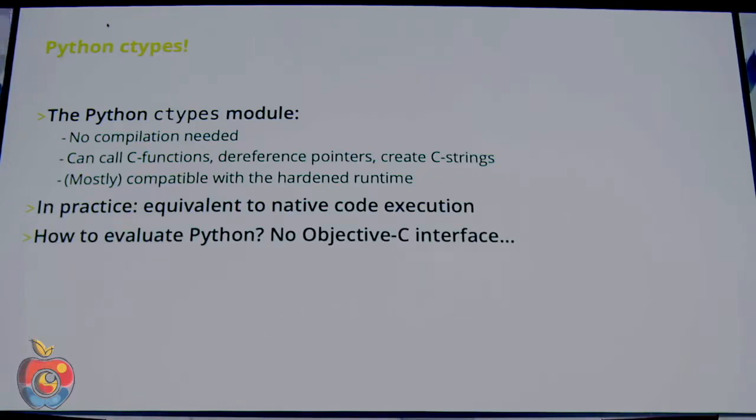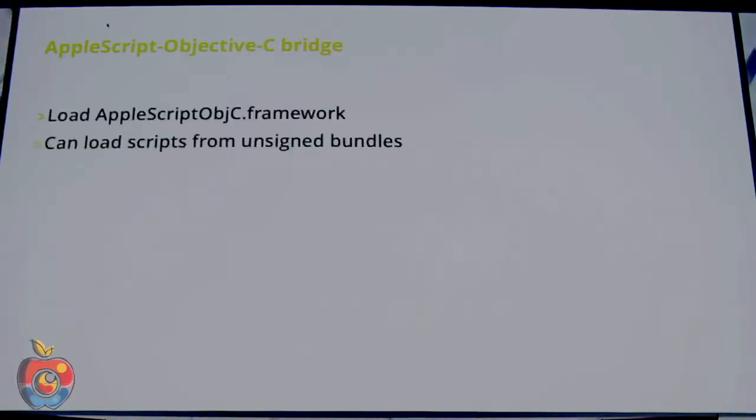But now I'm still back at the same problem, because Python doesn't have an Objective-C interface. I wanted to load a different language to call C functions, but now I need to call a C function to execute Python. So I was back at the same problem again. But then I noticed that one of the steps that I previously saw was the AppleScript Objective-C bridge. So this is basically AppleScript with access to the Objective-C runtime. It's a framework that's been included in macOS for a couple of years, the AppleScript Objective-C framework.